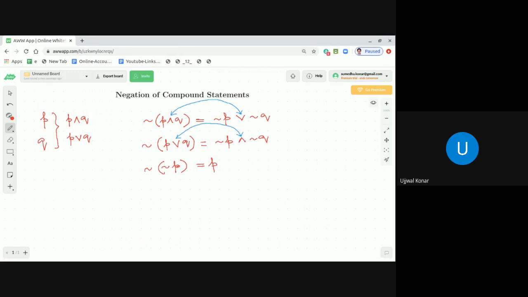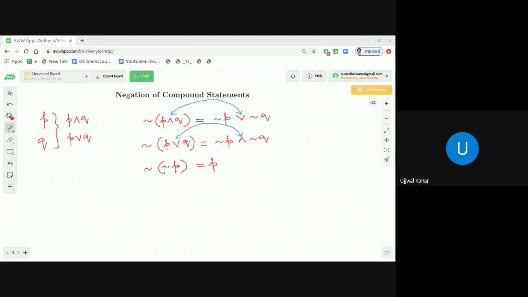Dear students, in the last session, I also told you that all these things are also important for a physics chapter that is called logic gates. Not now, but next year when you will be studying logic gates, there also you will find all these coming back. Okay, dear students, so this is all about the negation of compound statements.